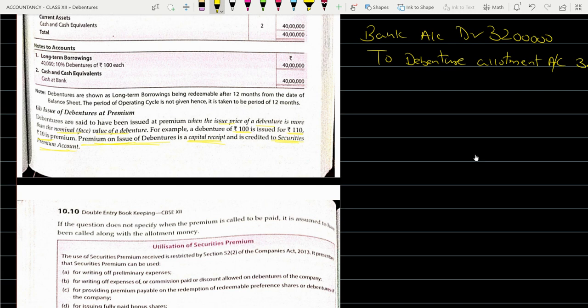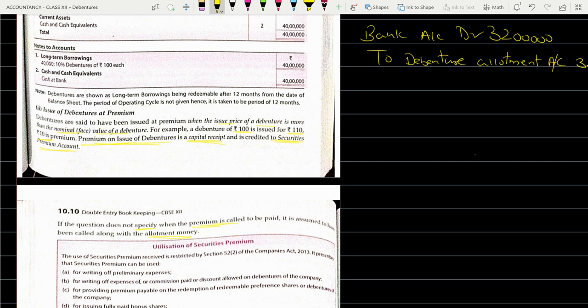Here, one thing you have to keep in mind: if a question does not specify when the premium is called to be paid, it is assumed to have been called along with the allotment money. That means in the share capital unit, there were some cases where shares were issued at premium, but we are not sure whether the amount of premium was on application, allotment or calls. Then you will always go with the premium being paid with allotment.